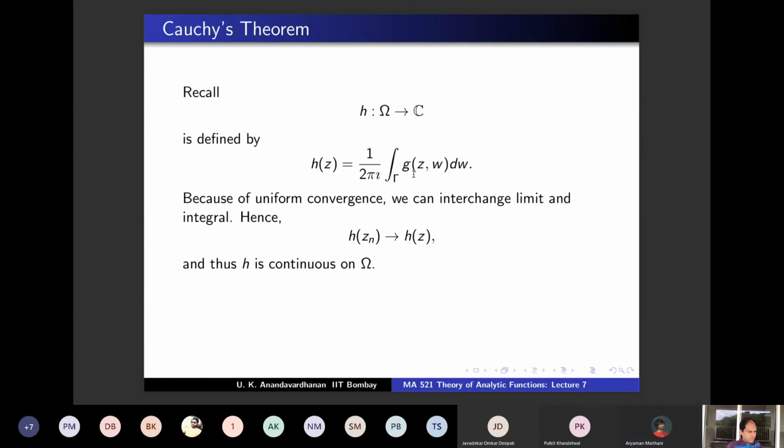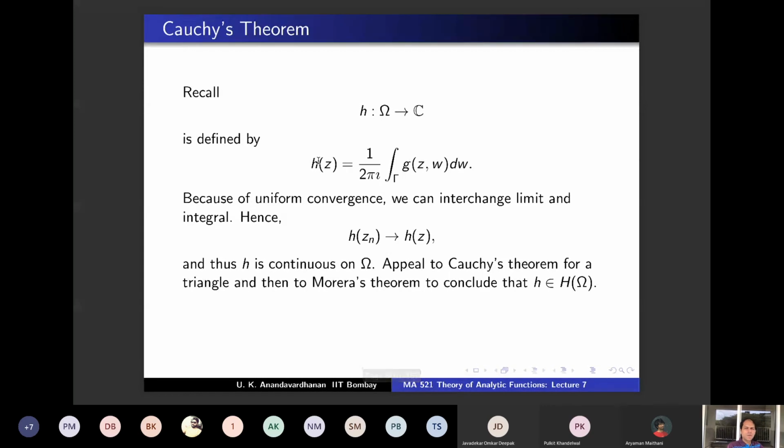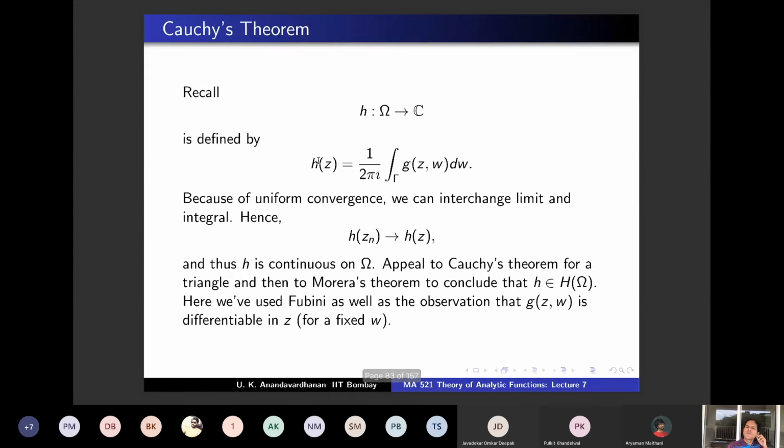Because for a fixed w, g(z, w) is differentiable in z, as we already recalled. It follows either from the Riemann removable singularity theorem or from generalities that we have seen earlier. Therefore, Cauchy's theorem applies, and that is 0. So what we are showing is that the integral of h(z) over the boundary of any triangle is 0. Therefore, by Morera, h is holomorphic. So we appeal to Cauchy's theorem for a triangle and then to Morera's theorem to conclude that h is holomorphic. Here we have used Fubini as well as the observation that g(z, w) is differentiable in z for a fixed w.